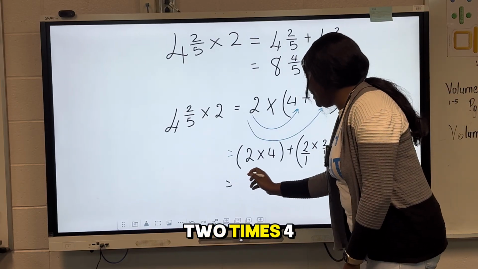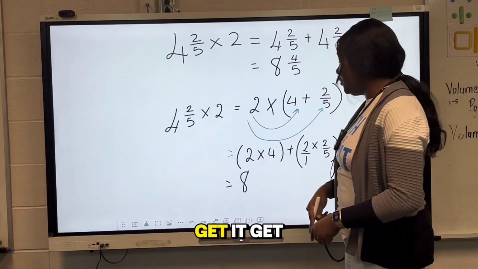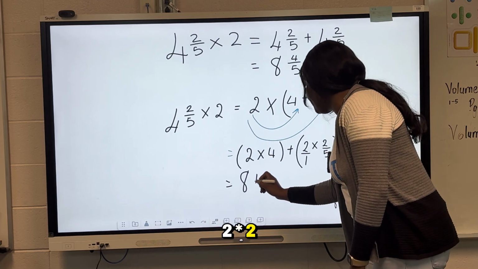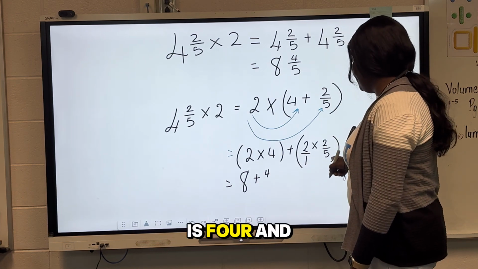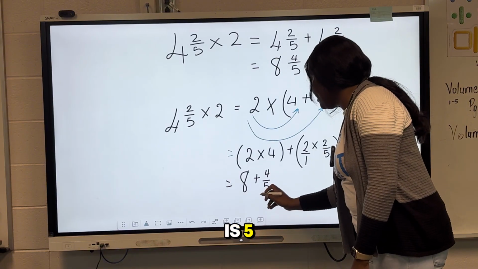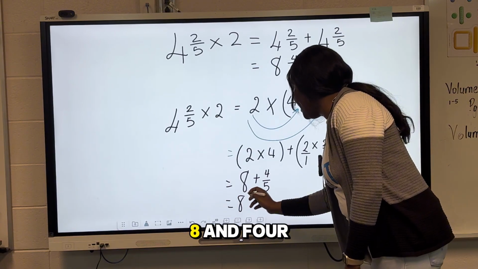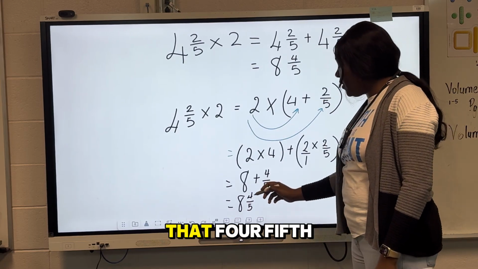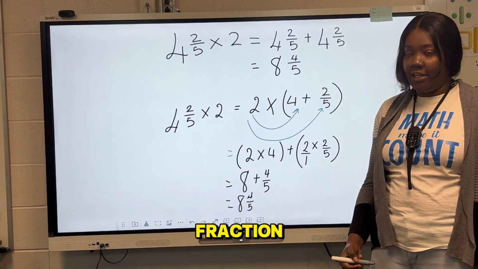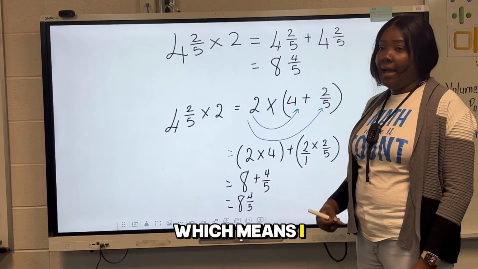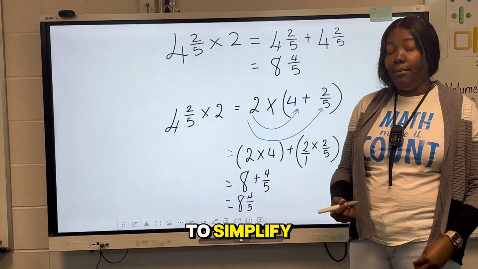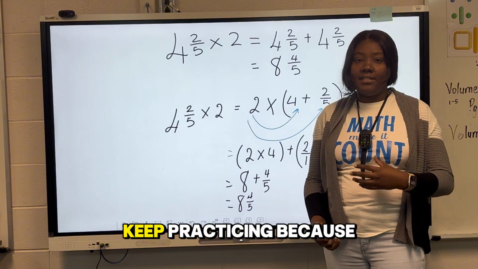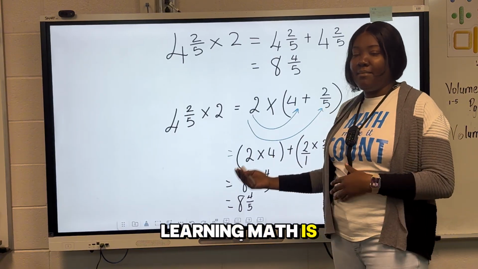2 times 4 is 8. Let's get it. 2 times 4 is 8. Plus 2 times 2 is 4. And 1 times 5 is 5. Our answer is 8 and 4/5. Now, boys and girls, you'll notice that 4/5 is a proper fraction, which means I do not need to simplify then add.